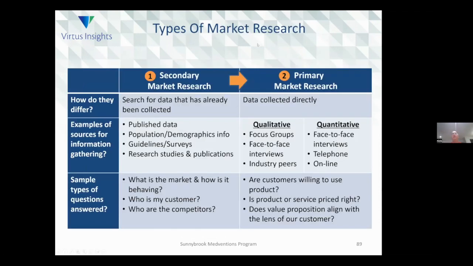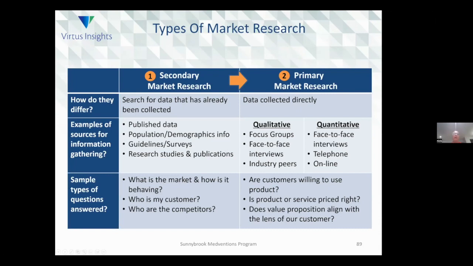And market research is often performed either in a secondary market research context or a primary market research context. Secondary market research differs from primary market research. First of all, with secondary market research, you're collecting data that has already been collected. Usually you can find it through a Google search, for example. Quite often we're mining published data, population demographics info, guidelines or surveys, research studies and publications.